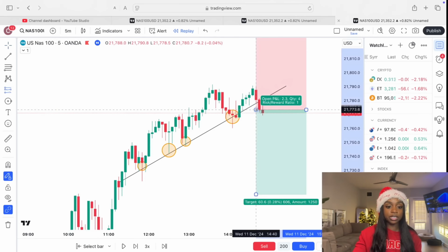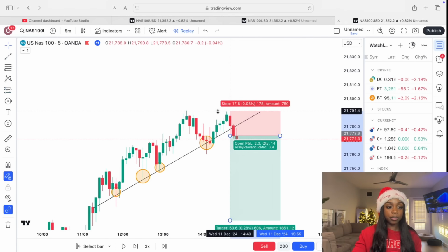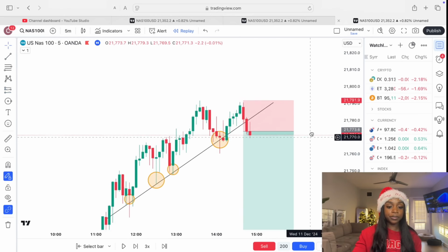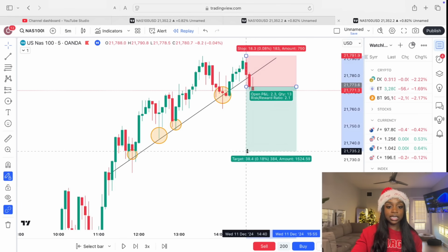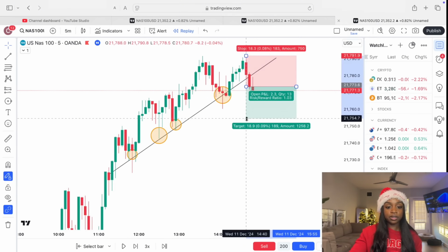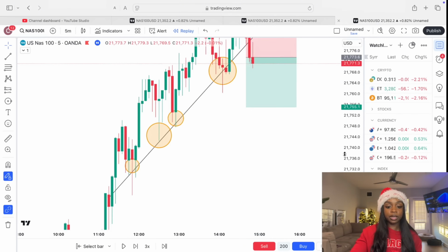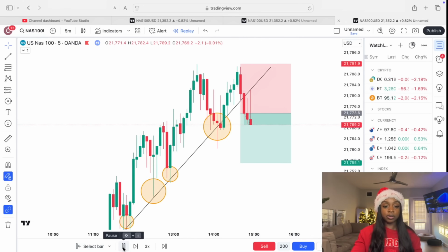I'm confident enough to take a short. Stop loss above the area. All depends on your particular risk. So I can put my stop loss here. And then let's try to go for a 1-to-1 and see how things play out. So 1-to-1, right? Nice 1-to-1 here, leaving a runner if possible. So let's play it.